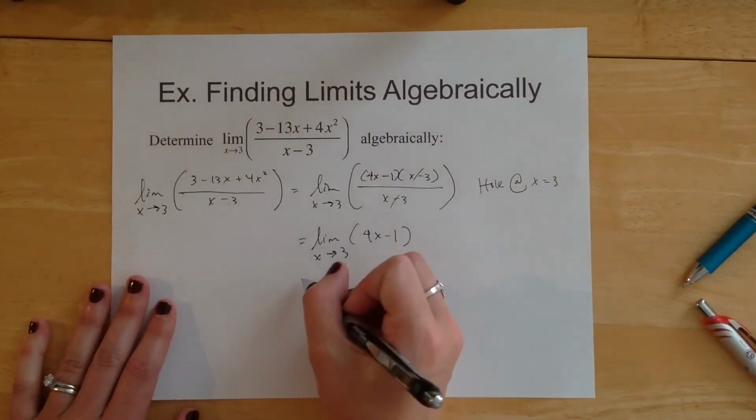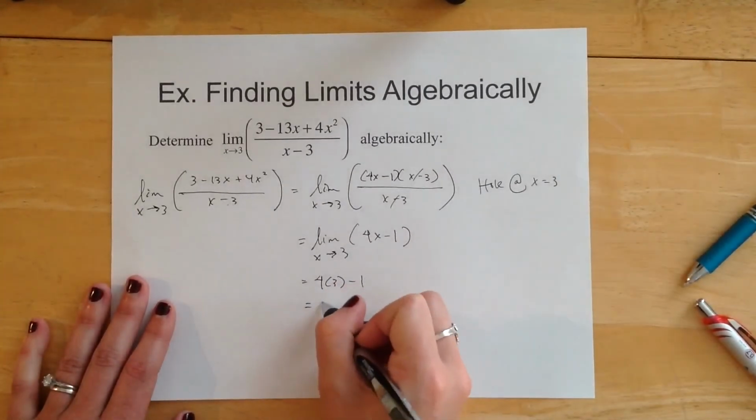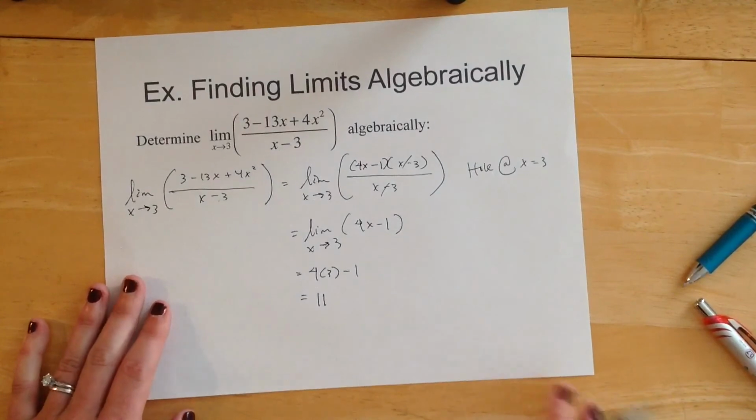Okay, 4x minus 1 is a polynomial. I can substitute 3 in. So we get the limit is equal to 11.